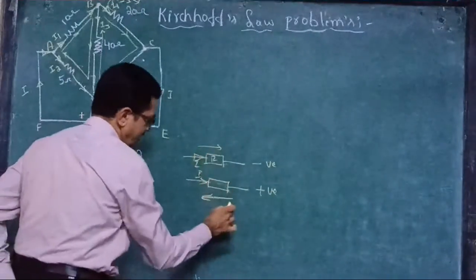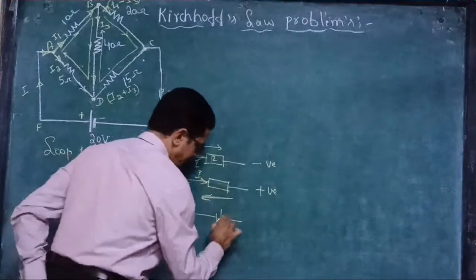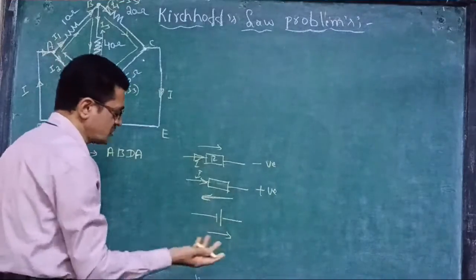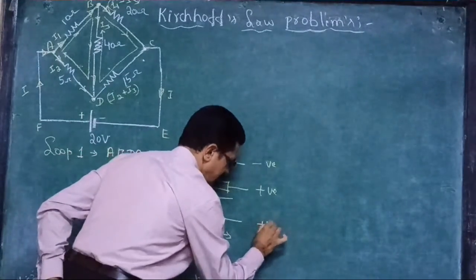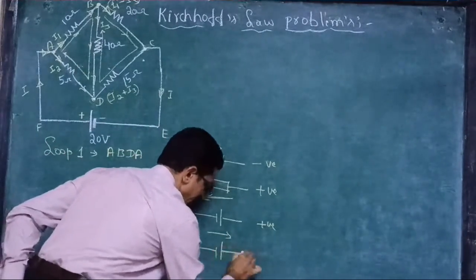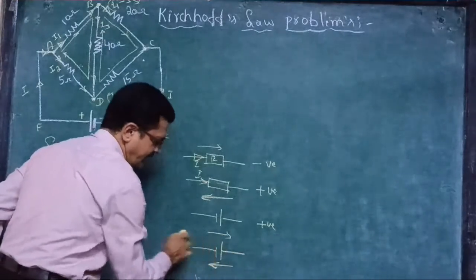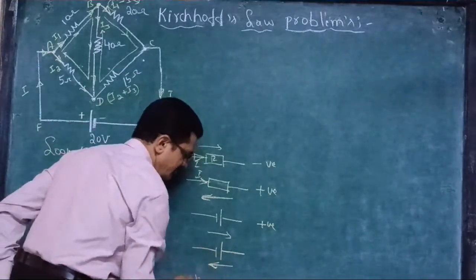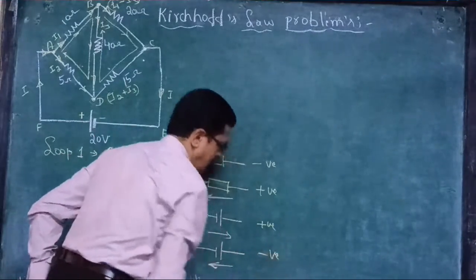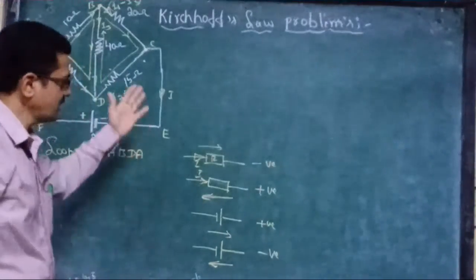Next, in case of a cell or battery, if we are going from negative to positive, that means a rise in potential, which means a positive sign. In the same way, if we are going from the positive terminal of the battery to the negative terminal, we take the falling potential, that means a negative sign. This is very important while solving Kirchhoff law problems.